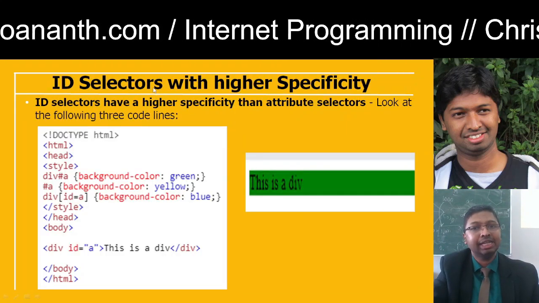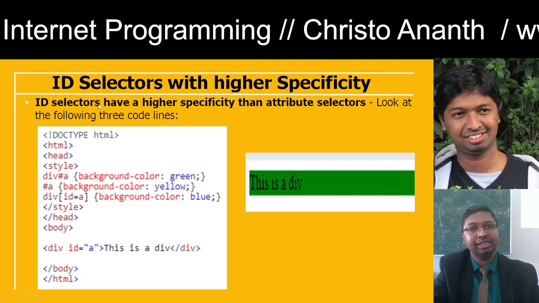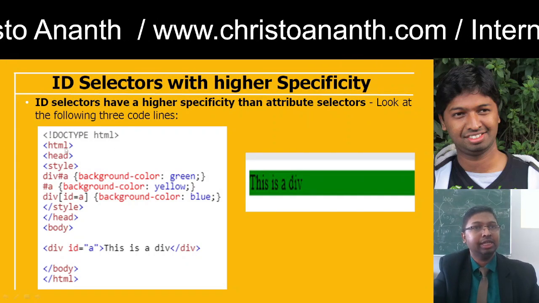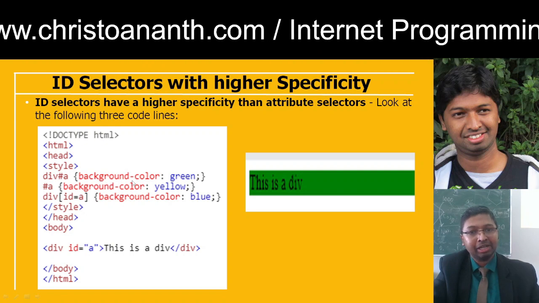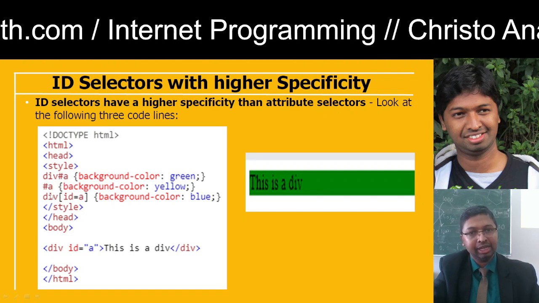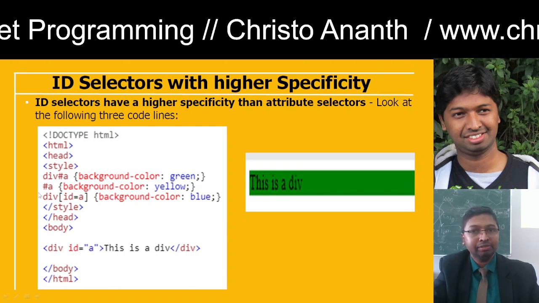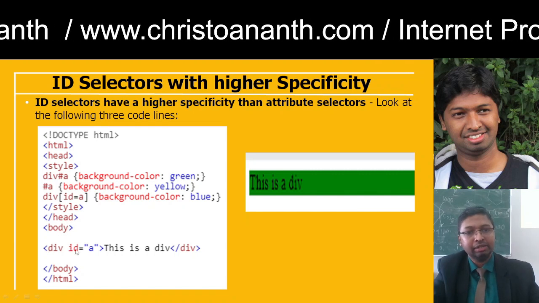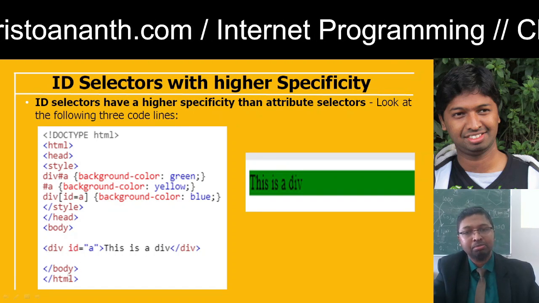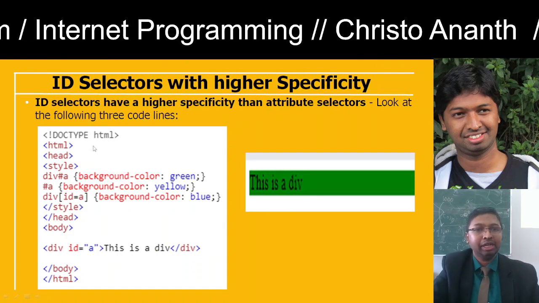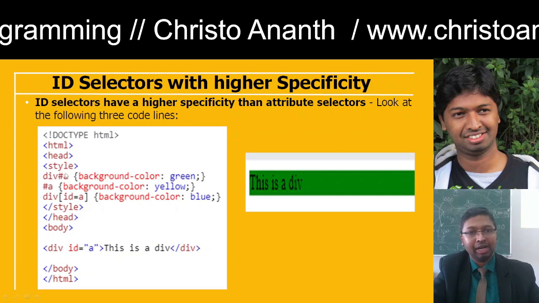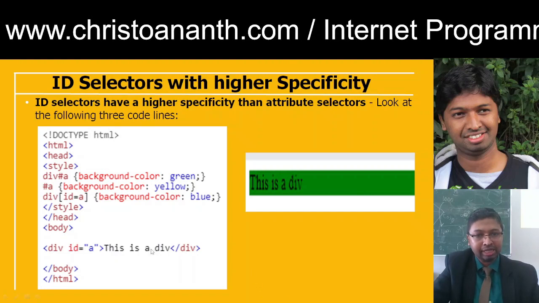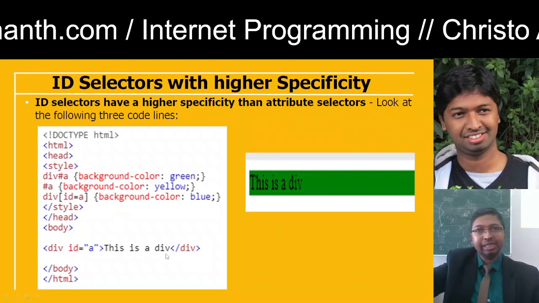So here we have ID selectors with higher specificity. ID selectors have higher specificity than attribute selectors. Doctype html, head, style, div background color green, and div#a background color yellow, div[id=a] background color blue, close the style, close the head, and then body, div id a, this is a div, then close the body and close the html. Here div#a, background color green, is given higher specificity, and that is the reason this is a div is displayed with a green background.